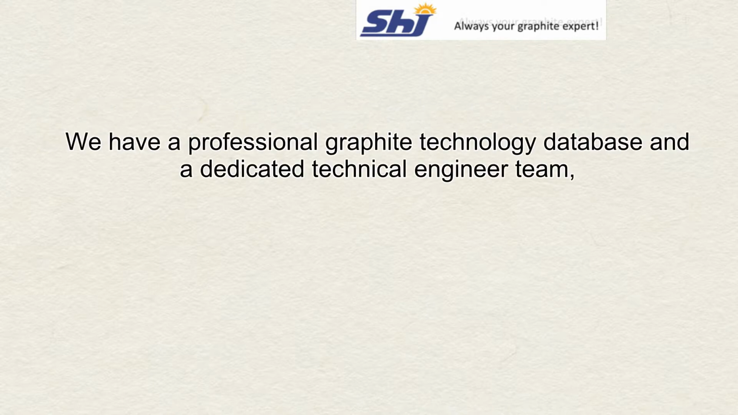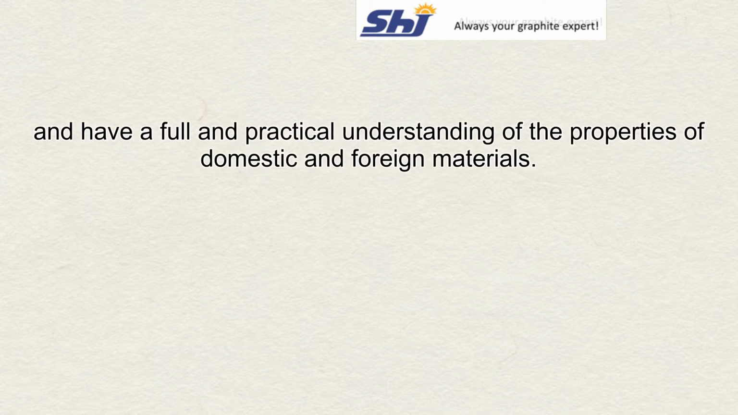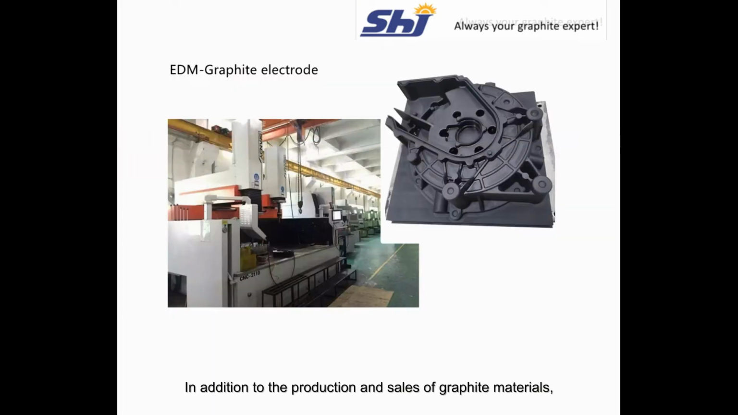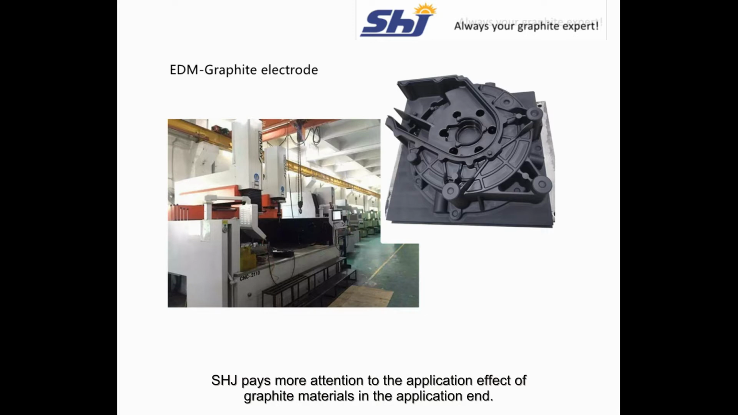We have a professional graphite technology database and a dedicated technical engineer team, and have a full and practical understanding of the properties of domestic and foreign materials. We can choose the most cost-effective carbon materials according to the actual use environment of the customers. In addition to the production and sales of graphite materials, SHJ pays more attention to the application effect of graphite materials in the application end.